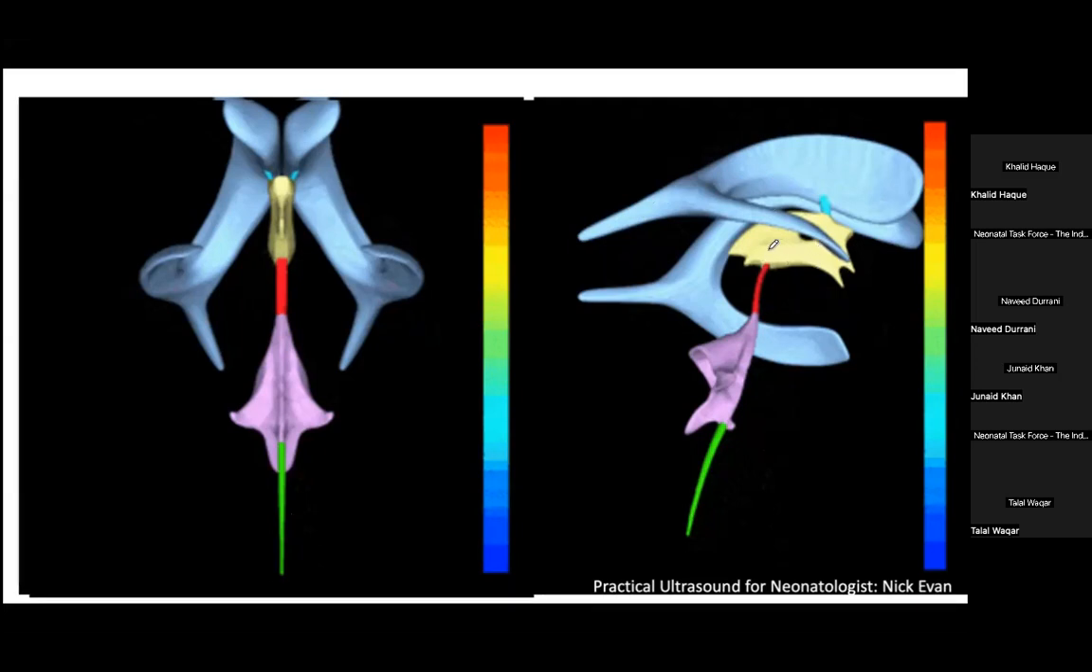The third ventricle will look like this, and here, if you can appreciate, this is the foramen of Monro. Then this will be the aqueduct of Sylvius, the fourth ventricle, and finally the spinal cord.